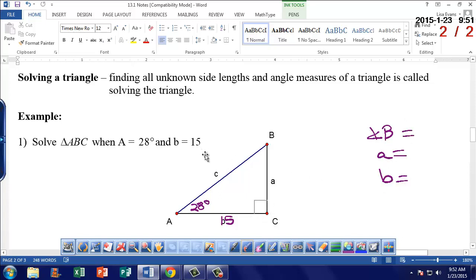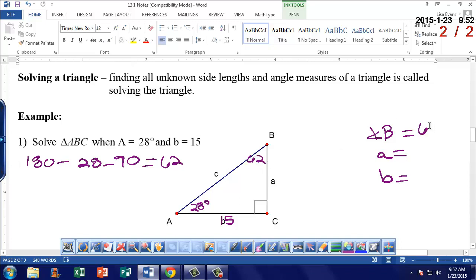Okay, starting with the angle is simple because we know these three angles need to add up to be 180 degrees. So we're going to go ahead and just find angle B by subtracting 180 minus 28 minus 90. And when you do that, you get angle B to be 62 degrees.